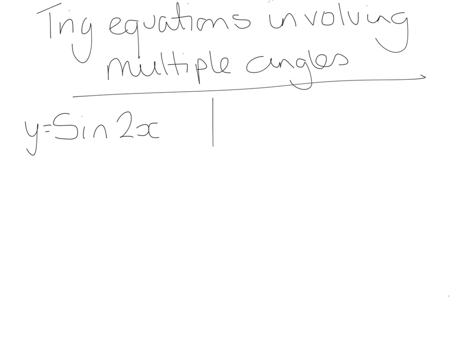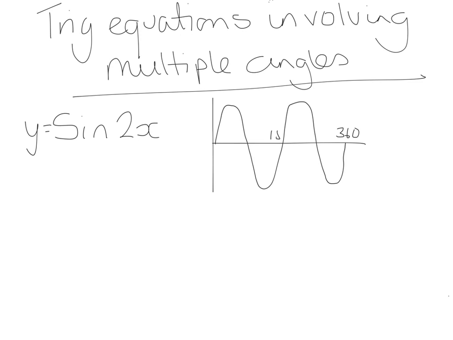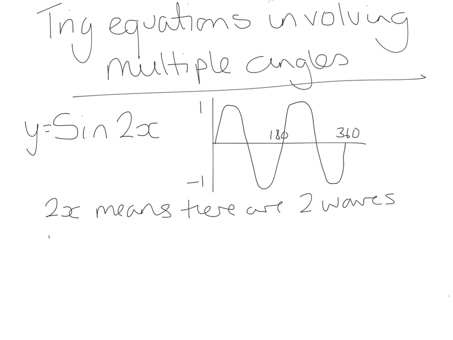If we were to draw that, okay, here we see that there are two waves instead of the usual one wave. So the 2x part of the function means there are two waves instead of the usual one.